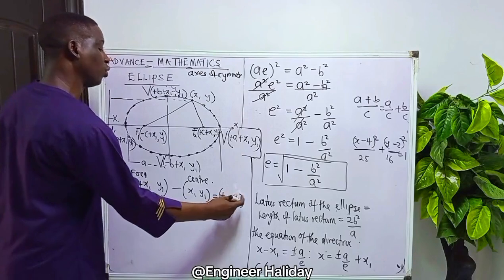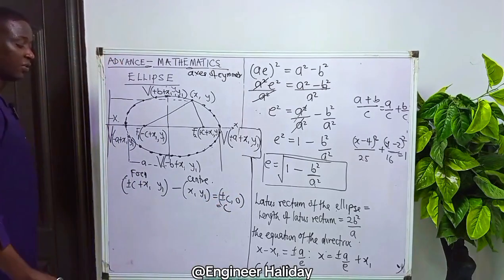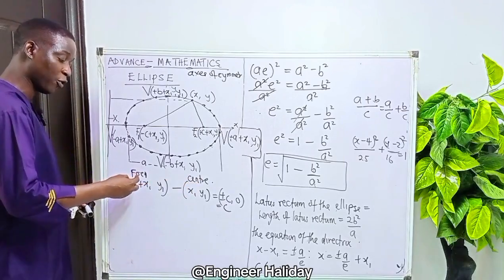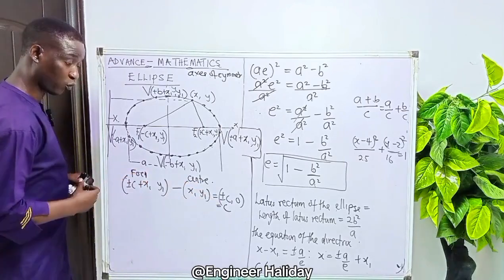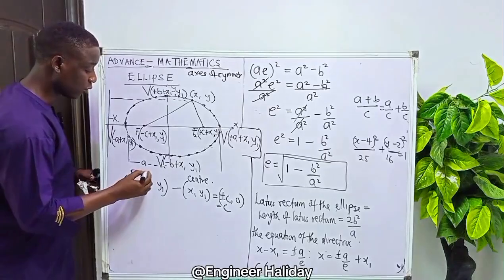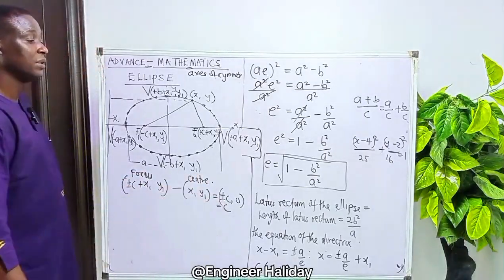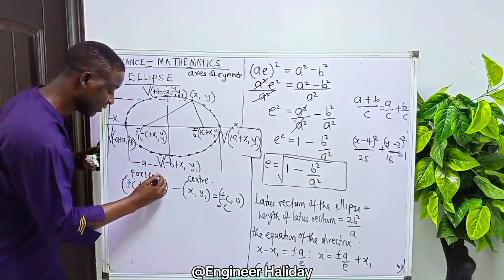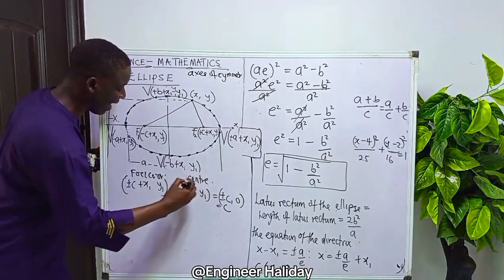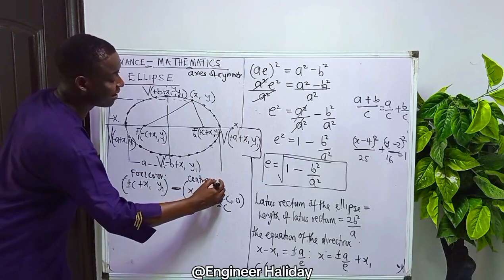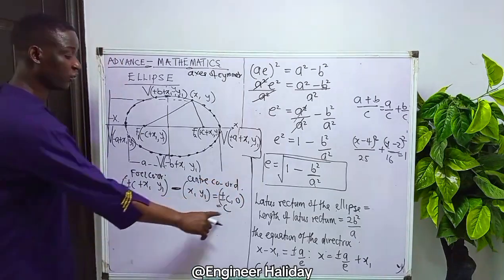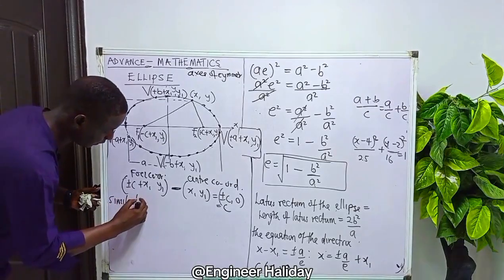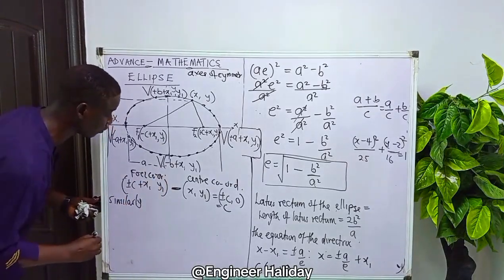And if you take the magnitude of this one, what you are going to have is c. So that is to say, when you subtract the center from a foci coordinate, or focus coordinate as the case may be, you are going to have c as the answer. So a foci coordinate subtracted from the center coordinate will give us c. This is a powerful shortcut that you must take note of.